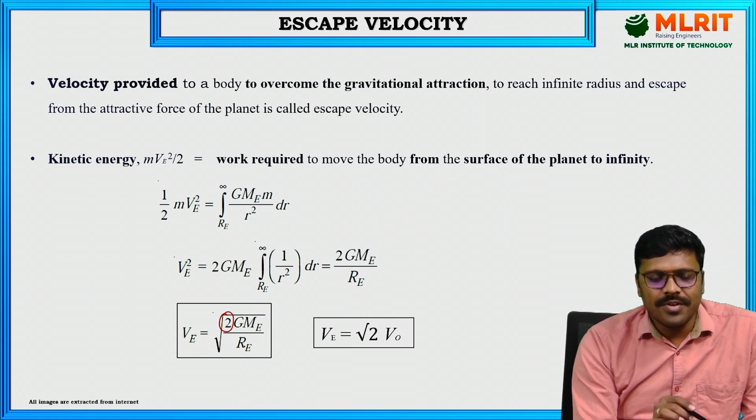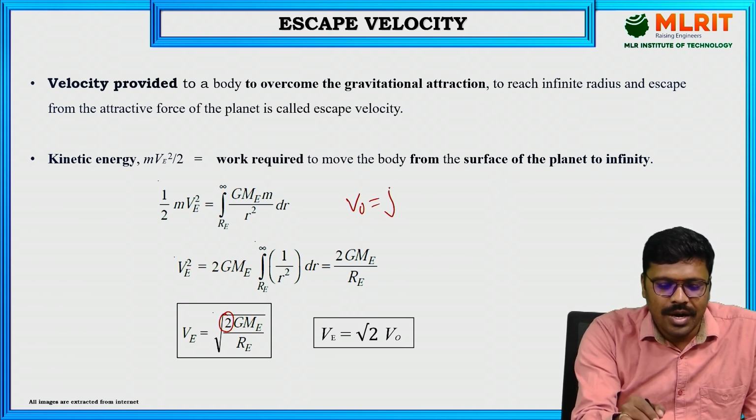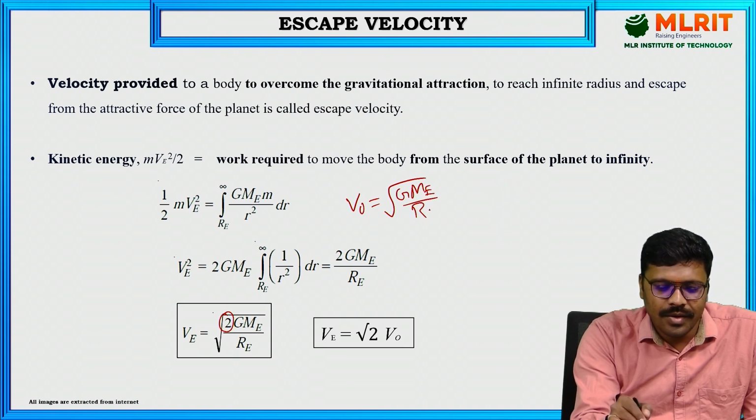And in the previous discussion, we came across the equation of orbital velocity, which is equal to under root capital G Me by Re.